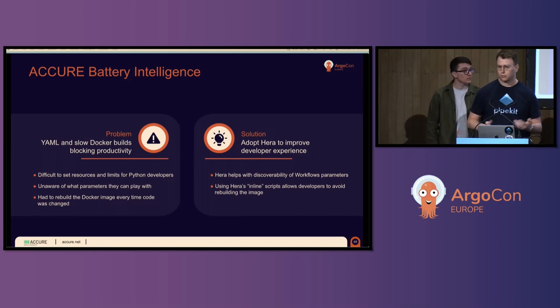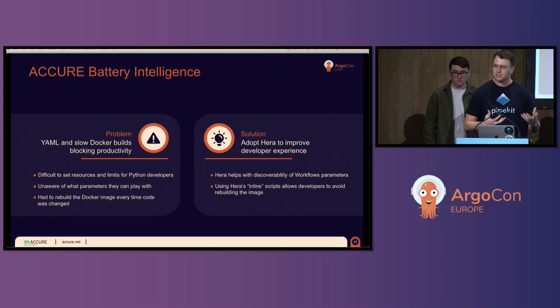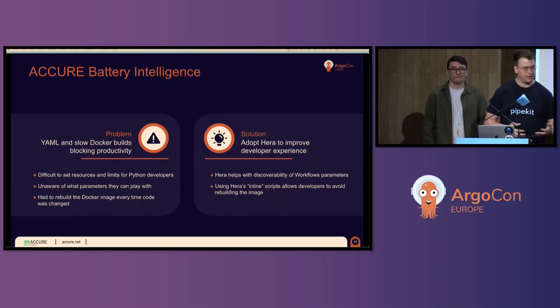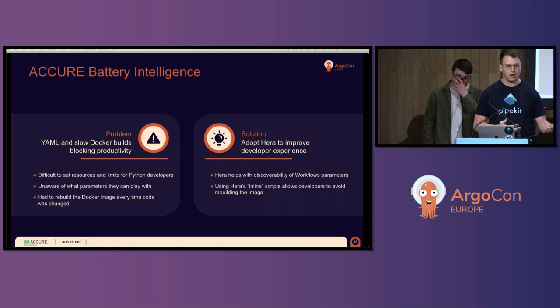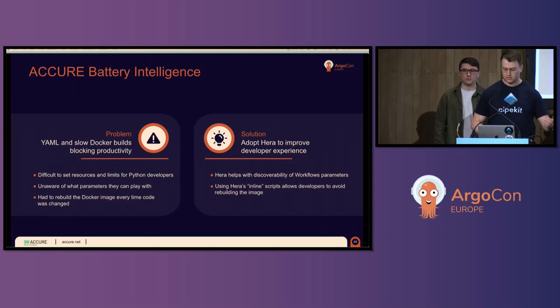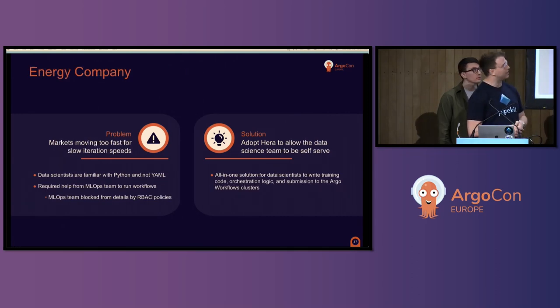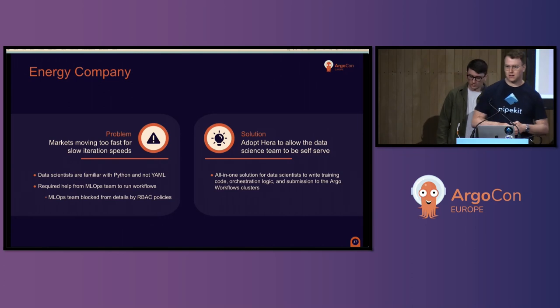Even things like setting resource requests and limits was just not as flexible and self-serve as it could have been. So the solution of adopting Hera has allowed for a lot greater flexibility. The data scientists are able to start using the Dask primitives that they're known to and accustomed with. They're able to update the workflows on the fly, set those resource requests and limits, and it's led to greater productivity broadly.